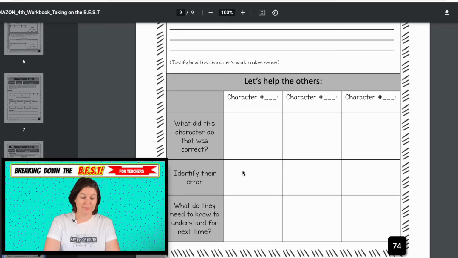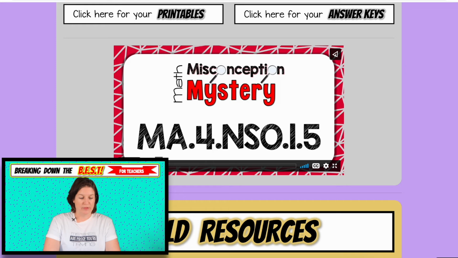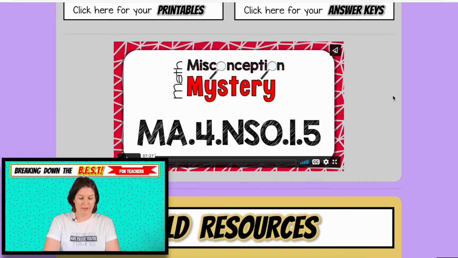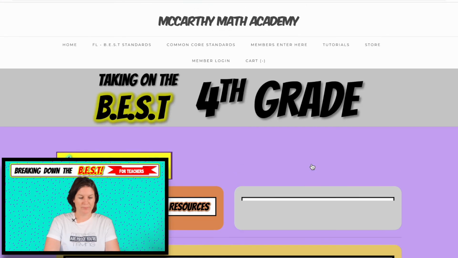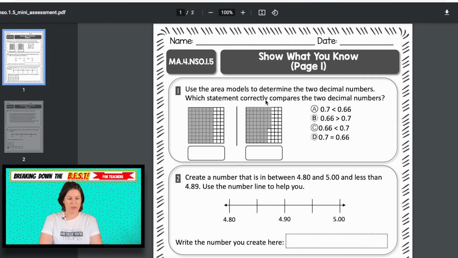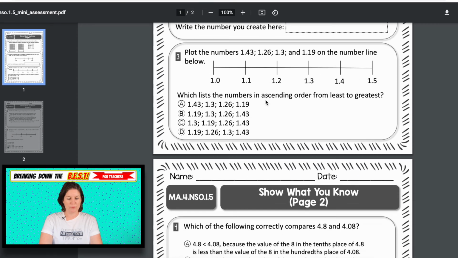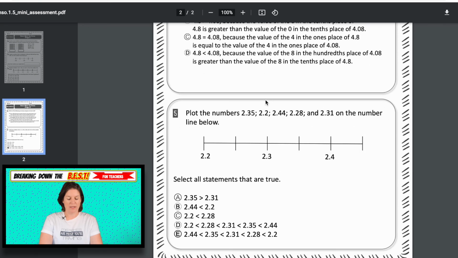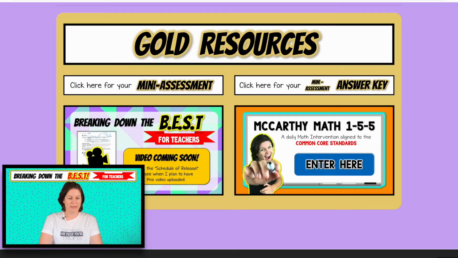So these are super fun. And there is an answer key for all that too. This is the video. This is where you can click the video, you can full screen it, all that. And then if you have the gold plan, you have access to the mini assessment, which I'll click so you can see it real quick. I'm sure that your county has assessments for you to pull from, and this is just some extra practice for you there. Okay, and your mini assessment answer key.